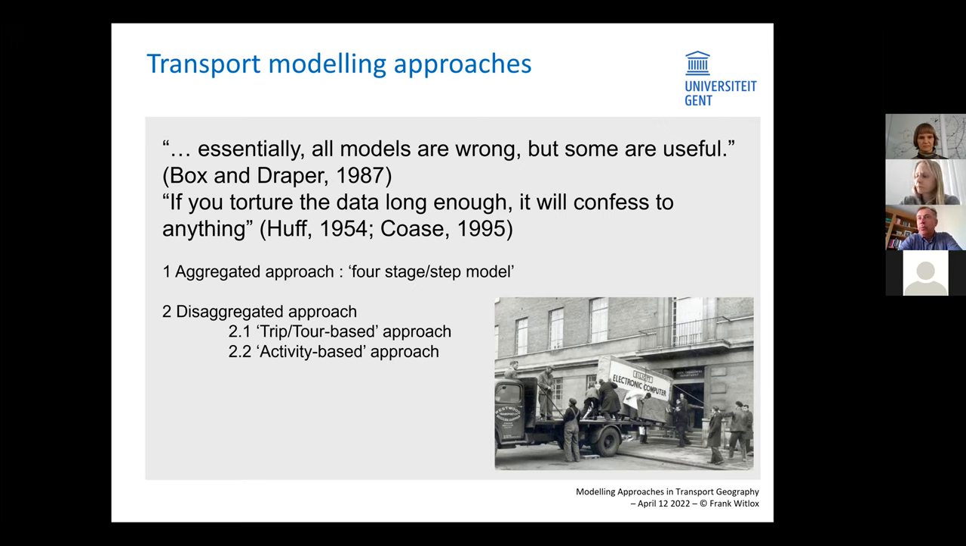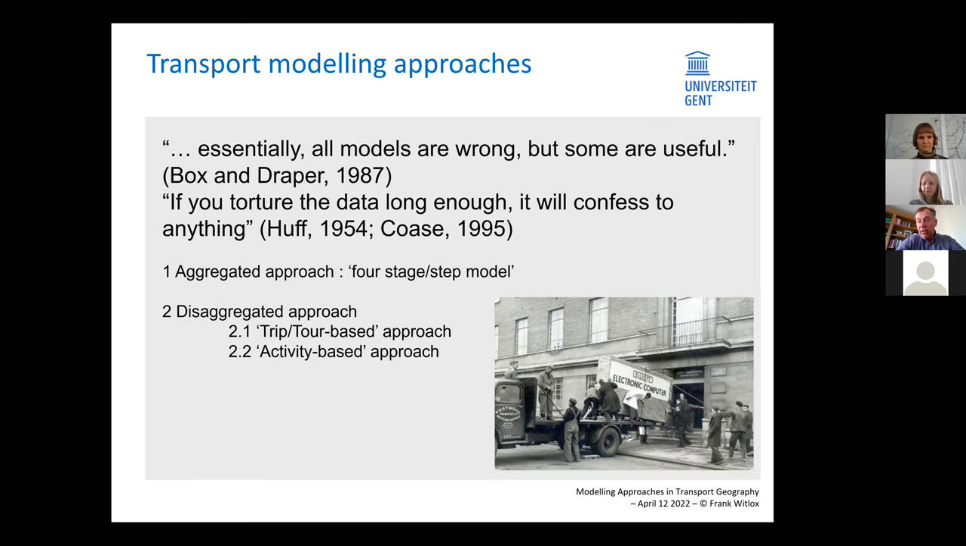Now, if we have a big distinction between two different approaches in terms of transport modeling, then we can say a lot depends upon, are we interested in modeling flows, streams of information, of people, of migrants, of money, of goods, of freight, of tourists. So then we are looking at so-called aggregated approaches. So in an aggregated approach, we just put everything together. And then the key model here, used and developed in the 1960s and 70s, is the so-called four-stage or four-step model. And we will discuss that in a bit more detail in a moment.